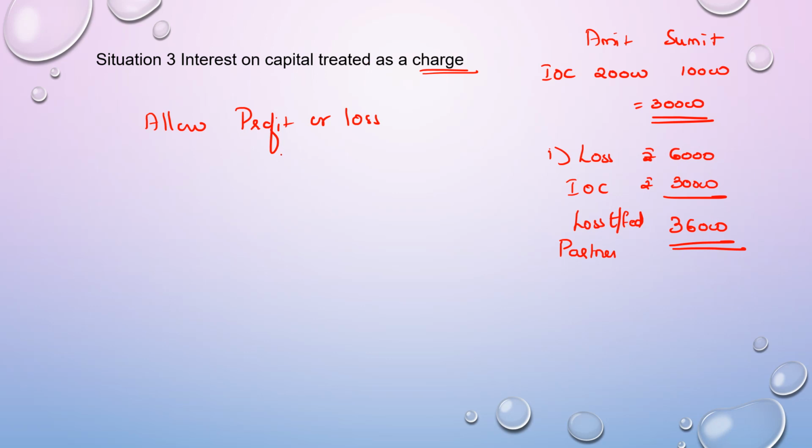Now suppose there is a profit. To the extent it is more than the interest on capital of 30,000, obviously you can allow it, there is no problem, and whatever is left would be distributed in the profit sharing ratio. But in an inadequate profit situation, suppose your profit is only 20,000, then you allow interest on capital of 30,000, and this profit of 20,000 will get converted to a loss of 10,000. This loss of 10,000 will have to be distributed amongst the partners in their profit sharing ratio.